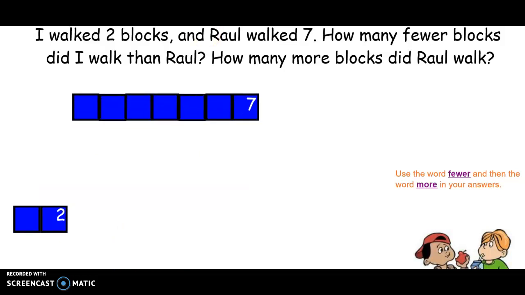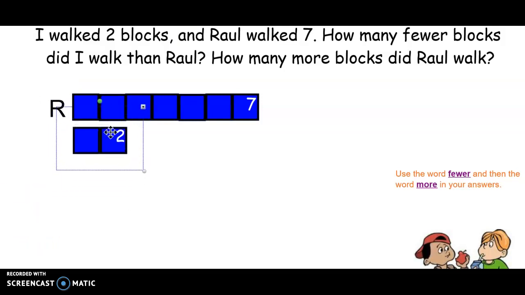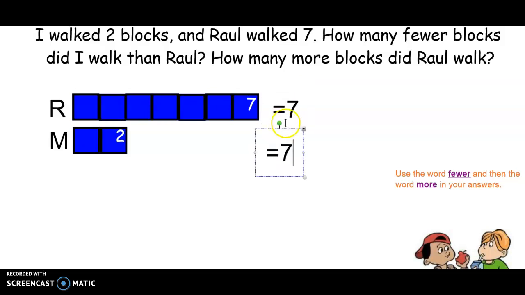Raul's blocks here. I'm going to label Raul right here, with a capital. I'm going to pull mine up here and line it up really nicely. I'm going to put an M for me. I'm going to put my equals 7 out to the side. Down here, equals 7. Now we're going to try and find the difference. We're looking for how many fewer blocks I walked than Raul.